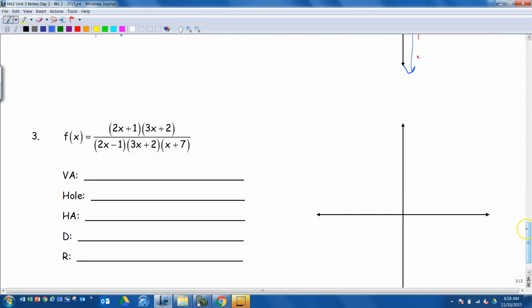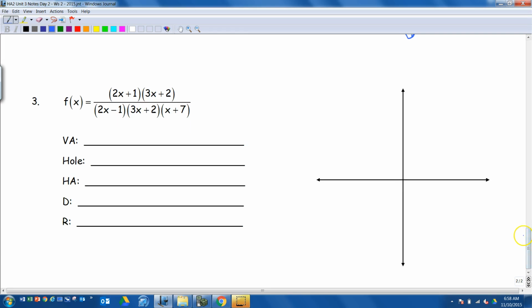Okay. This one's already factored for you, so this should be easier to help us out. Let's get our domain restrictions. You get x is equal to 1/2. X is equal to negative 2/3. And x equals negative 7. So let's put those in first. Okay. So that's all my domain restrictions.